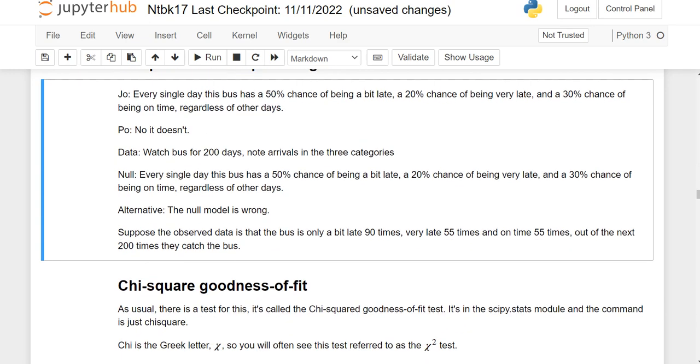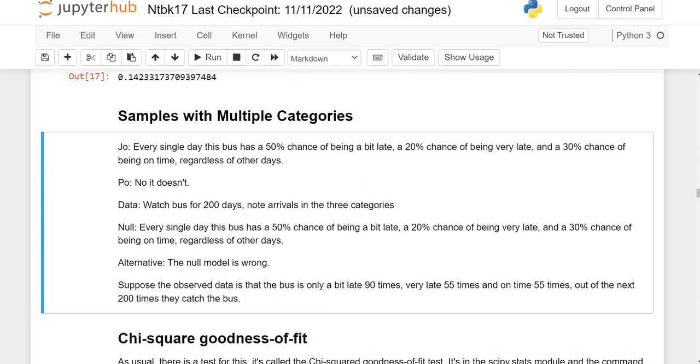Okay, so now what goes on is we have the new test, and we're gonna do the same thing. We're gonna get 200 trials. We're gonna note the arrival in 3 categories. Okay, and suppose that the observed data is that the bus is only a little bit late 90 times, very late 55 times, and on time 55 times. Okay, well, that would be interesting.